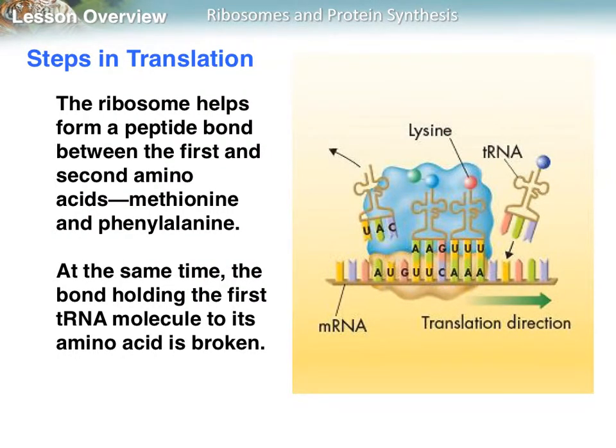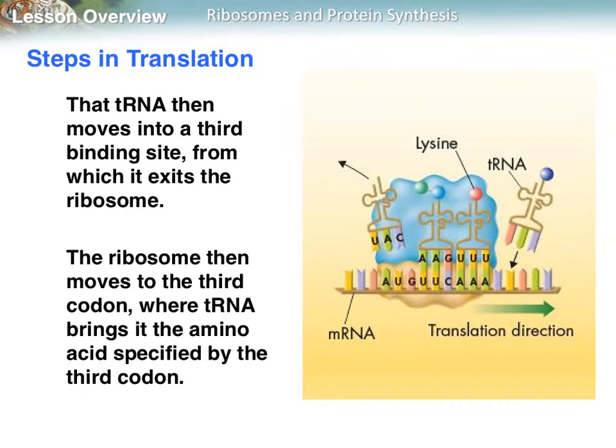The ribosome then helps form a peptide bond between the first and second amino acids. So our first and second amino acids, methionine and phenylalanine, are now bonded together with a peptide bond. The first tRNA molecule is released from the ribosome. The ribosome slides down the mRNA molecule and finds the third codon, and it reads that third codon, and a tRNA molecule that is appropriate slides in there, codon to anticodon.